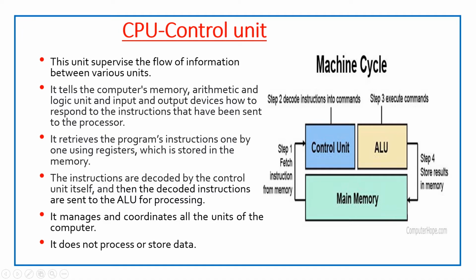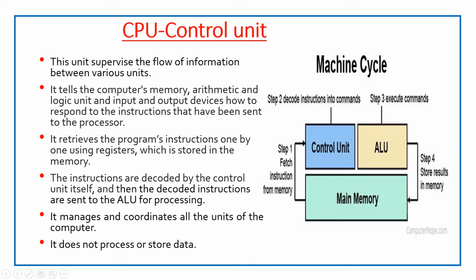to those instructions. Number 3, it retrieves the program instruction one by one using registers. It retrieves means recovers the program's instruction one by one using registers which is stored in the memory. We have seen the name of registers before. So it retrieves the program instruction one by one using registers. Using these registers, it retrieves or recovers the program's instructions. And those instructions are stored in the memory.